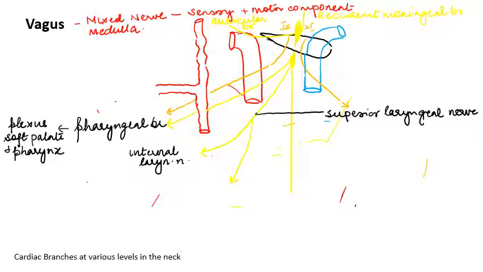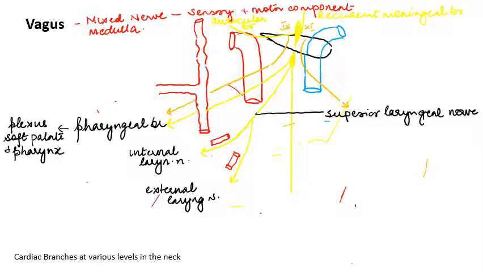The other is the external laryngeal nerve, which you saw earlier, which was accompanying the superior thyroid artery and goes on to supply the cricothyroid, which is a tensor of the vocal cords. The internal laryngeal nerve is also accompanied by a blood vessel, which is the superior laryngeal artery, which is a branch of the superior thyroid artery.